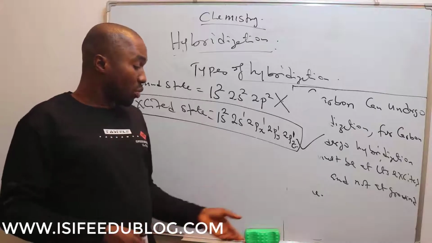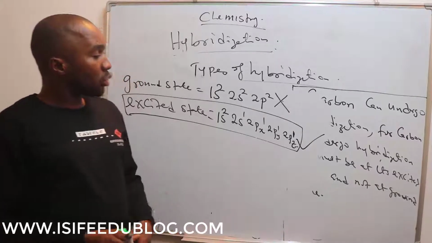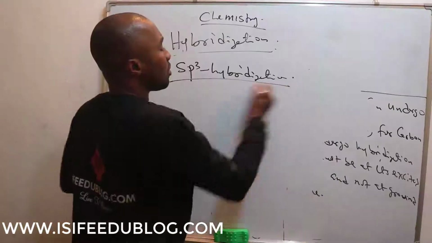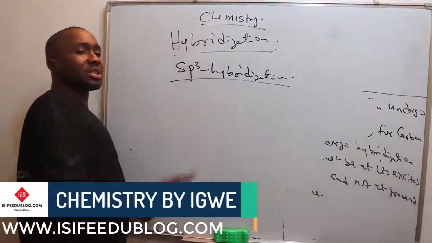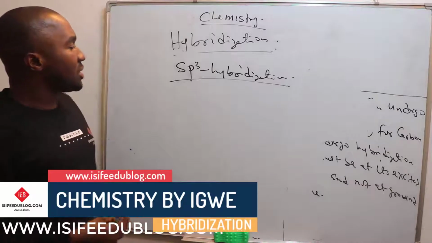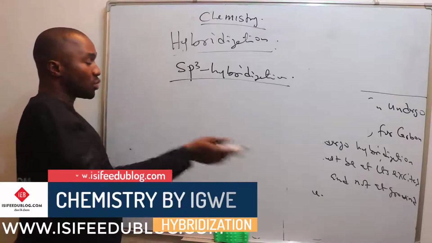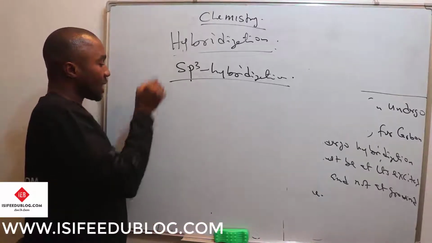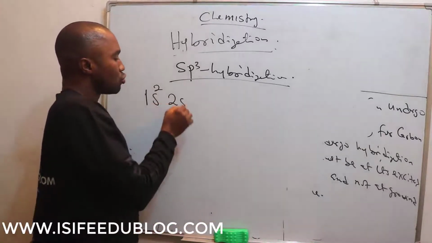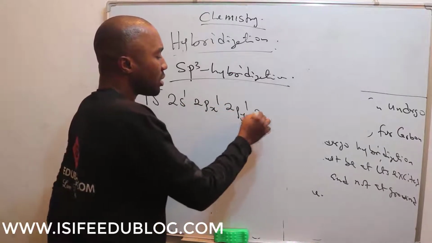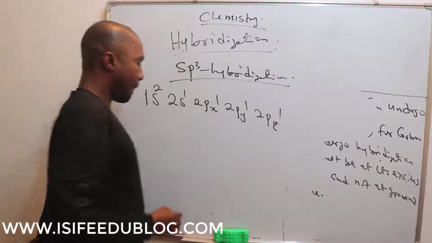Having known the condition, we will now go to the types. Number one of it is the sp3 hybridization. What actually happens in sp3 hybridization is that during the electronic configuration of carbon, which we saw before, at the excited state, carbon is 1s2, 2s1, 2px1, 2py1, and 2pz1.